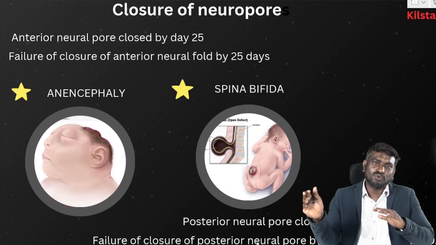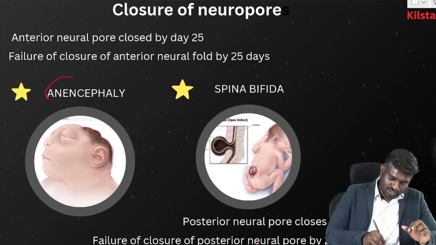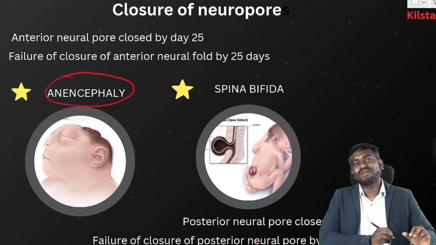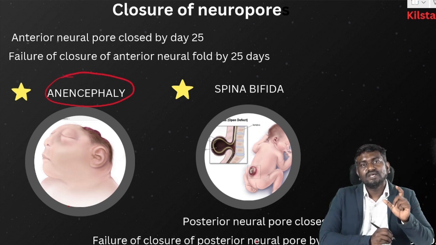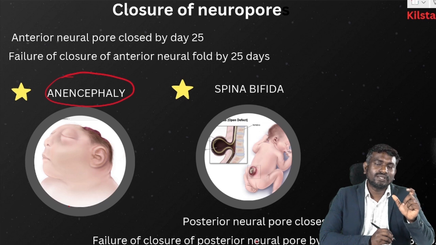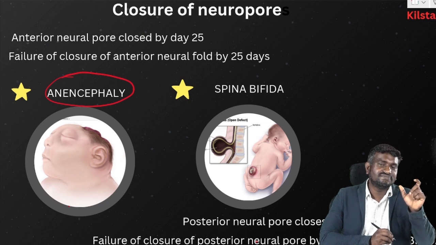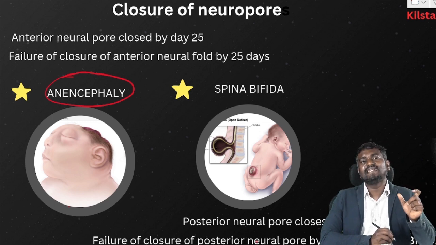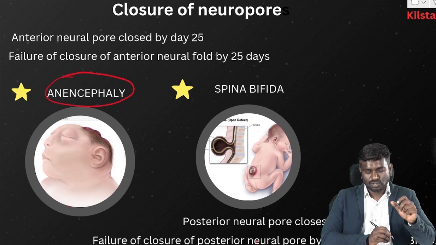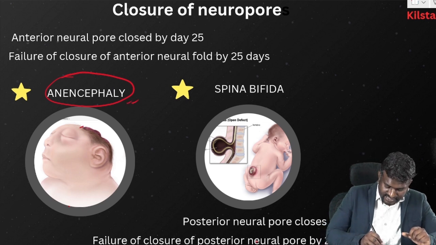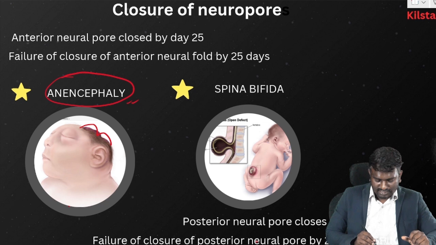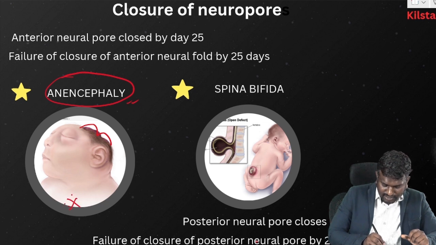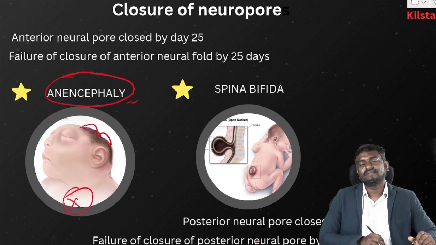Closure of the neural pore. This image over here, you might have seen it several times. This is called anencephaly. Usually the anterior pore gets closed by the 25th day. Failure of closure of the anterior neural pore by the 25th day is called what? Anencephaly. Very important. This image has been asked several times in the exam.